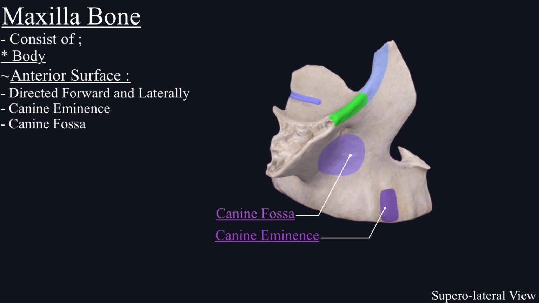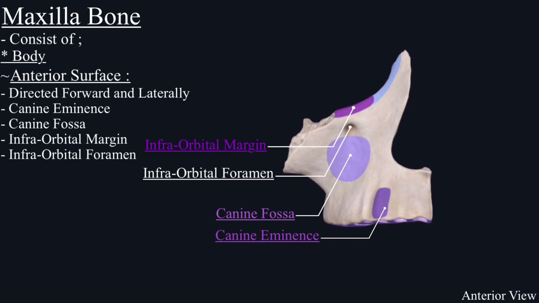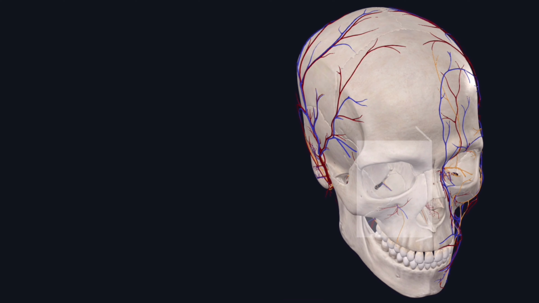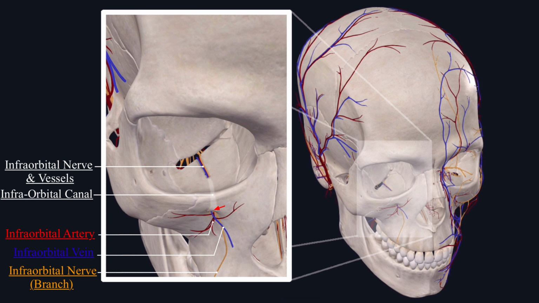Superiorly, this margin between the orbital surface and the anterior surface is called infraorbital margin. Below the infraorbital margin is a foramen called infraorbital foramen. Through it pass the infraorbital nerve and vessels between the orbit and the face. Here in the complete skull model, you can appreciate the infraorbital nerve, artery, and vein pass through the infraorbital canal, and this canal opens anteriorly at the infraorbital foramen.